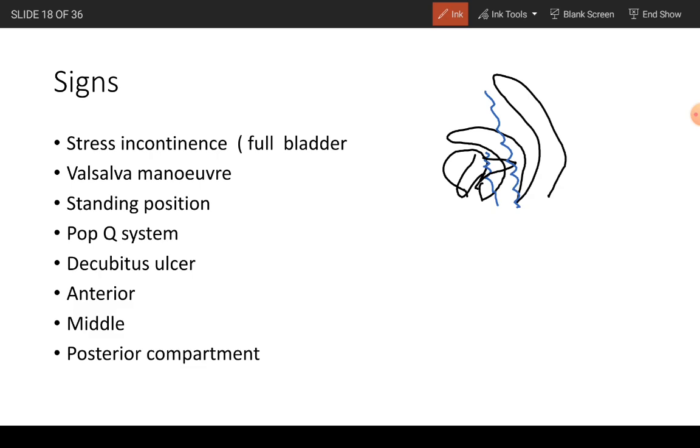If the cystocele is still present, then it is a midline cystocele. If there is no cystocele, then it is a lateral problem. So this is very important because the mode of treatment is different. Another difference, you look for vaginal rugae. If it is a midline defect, there will be no vaginal rugae.